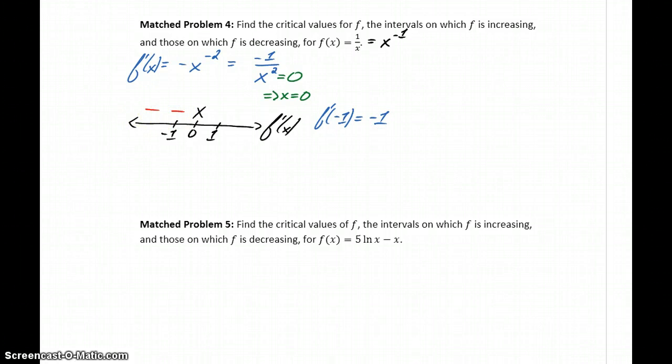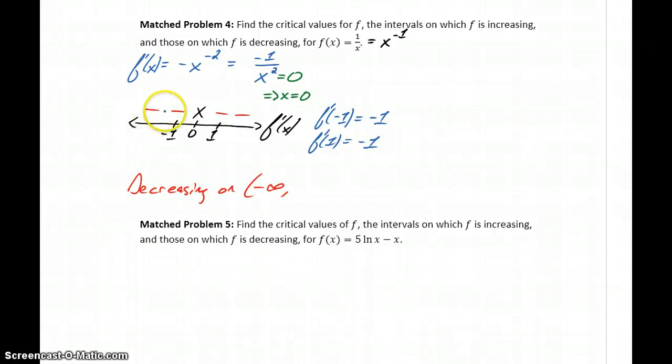So our function starts off decreasing, we hit our critical value, and then for values greater than 0, if we evaluate our derivative function at 1, we get -1. So we pass that critical value, and our function is still decreasing. So what we can say is that our function is decreasing on -infinity to, and now the question becomes, to what?